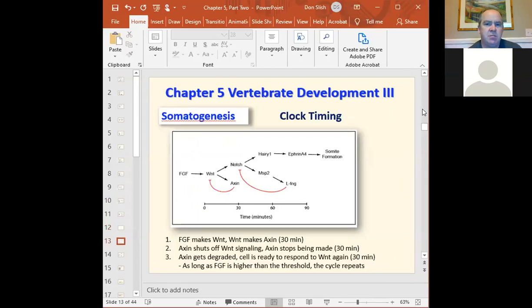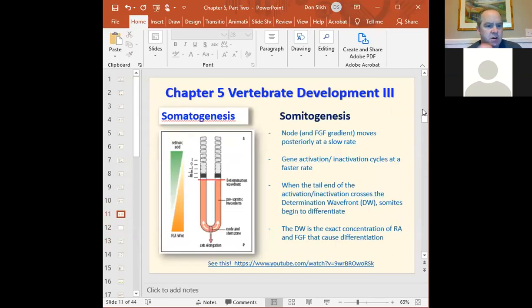So just backing up to say it one more time, here on slide 11, you can see the node and the presomitic mesoderm as it's moving in this direction. And as this gets far enough away that the FGF drops off, then you stop the cycling, right? Because FGF is starting the cycling. Once you get a decrease in the FGF concentration, cycling stops, Notch is upregulated, you get your somite. Okay.